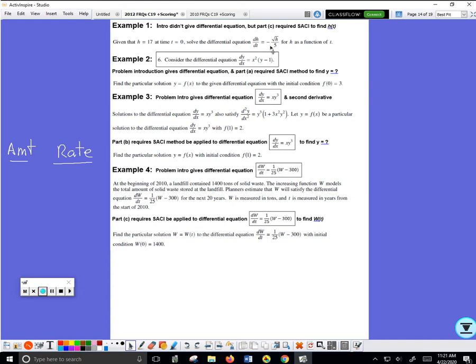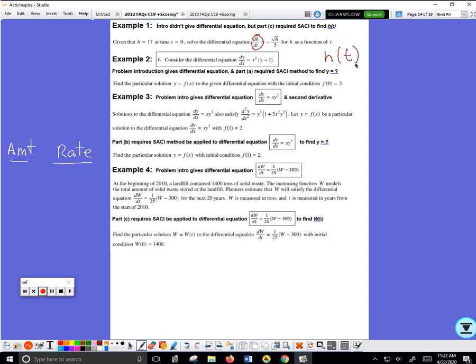So since they're giving me dh dt, the letters tell me what I'm supposed to do. I've got to go find, let me write it on the board. When I read this problem, I know because this says dh dt, that solving that differential equation means I've got to go find an equation for h of t.